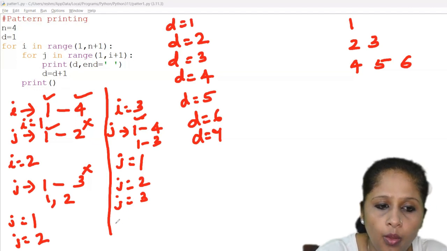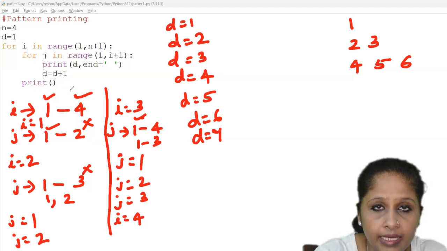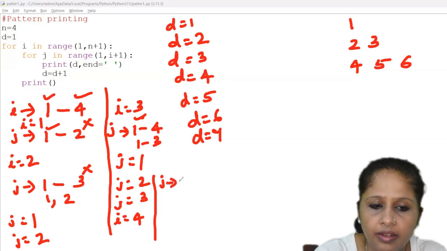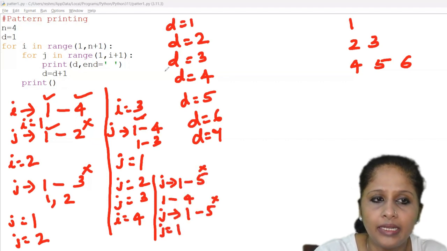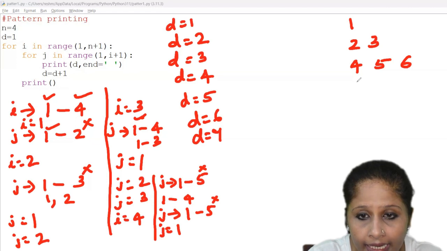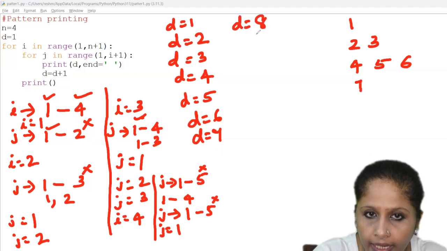Then going back, now I is 4, so it is in this range, and coming inside our J is in range 1 to 4. So J gets the value 1. That time it is printing the value of D, that is 7. D is incremented, that is D equal to now 8.